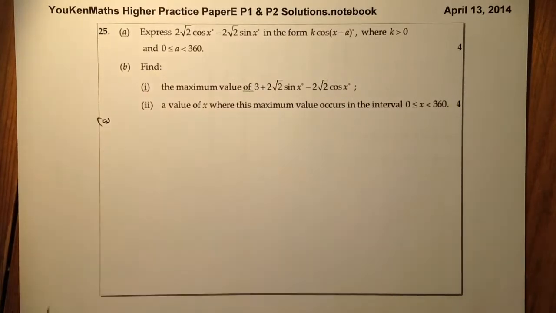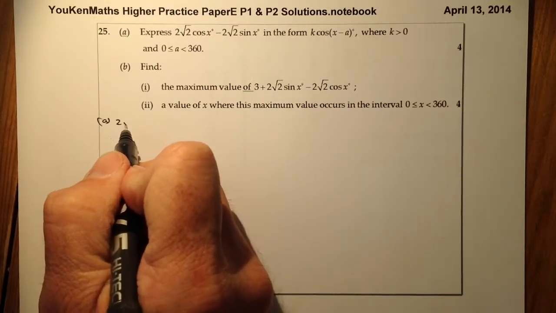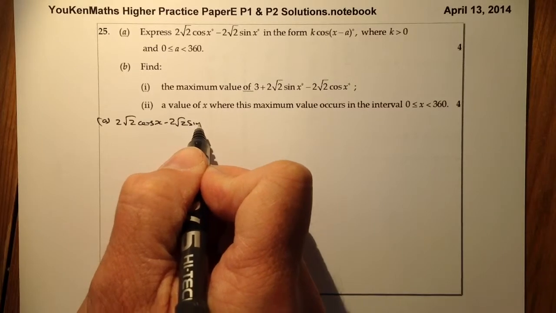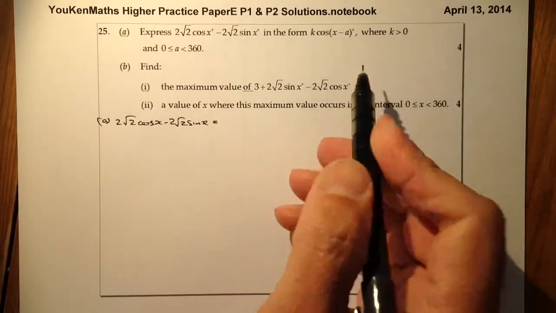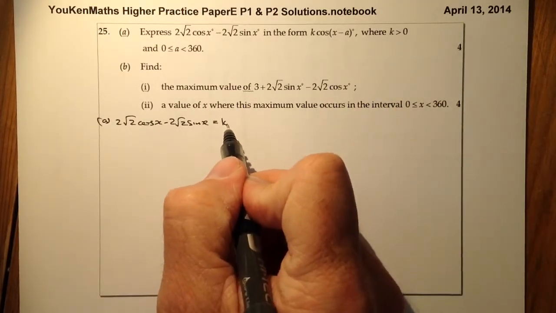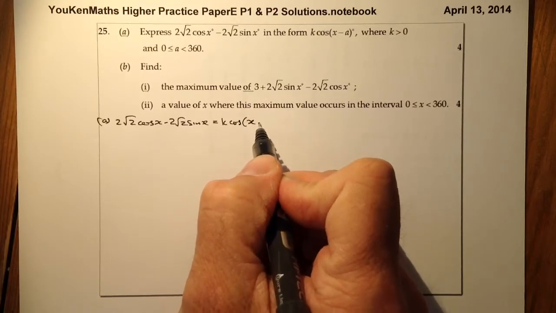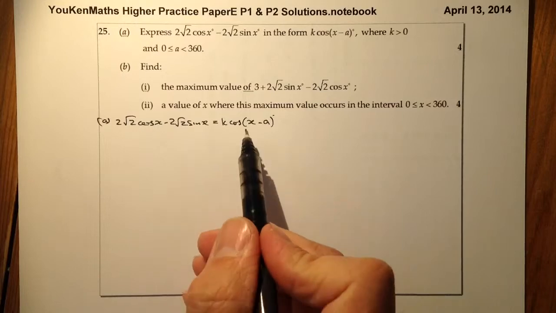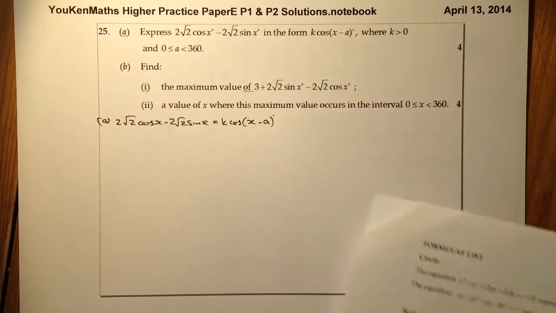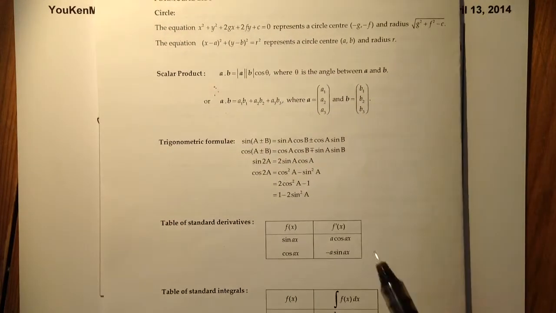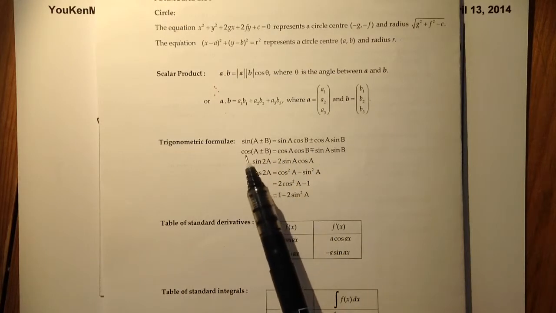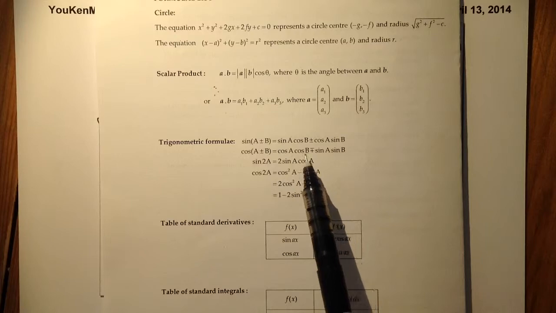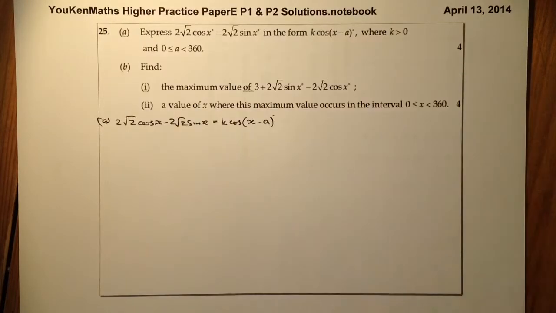Okay, so part A. What we're going to do is express this in the form k cosine, and that's going to be x minus a. To expand this out, I'm going to look at the formula sheet again. The expansion of cosine is here, and just make sure you get your signs the correct way round when you expand that one out.